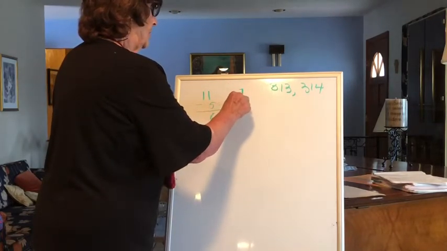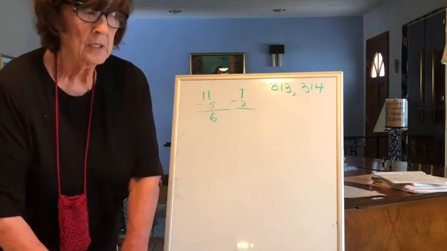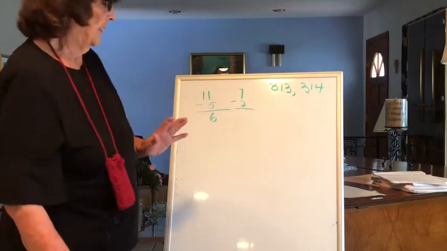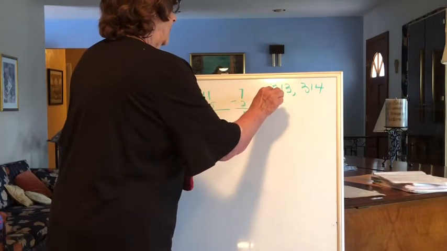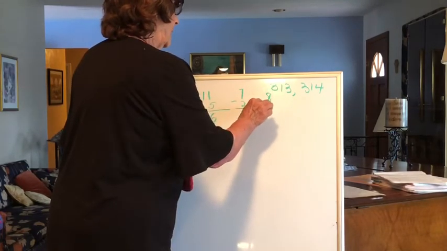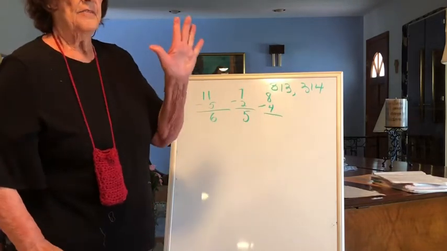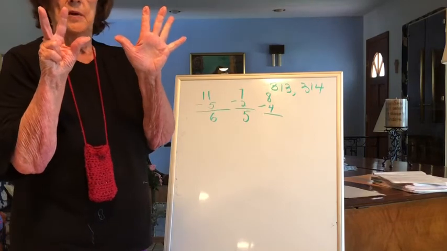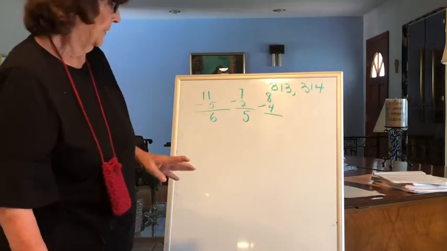Okay, 7 minus 2. If you have 7 fingers and you take away 2, what do you have left? 5. Okay, 8, take away 4. All right, you have 5 and 3 are 8, and you take away 4, 3. How many are left? 4.